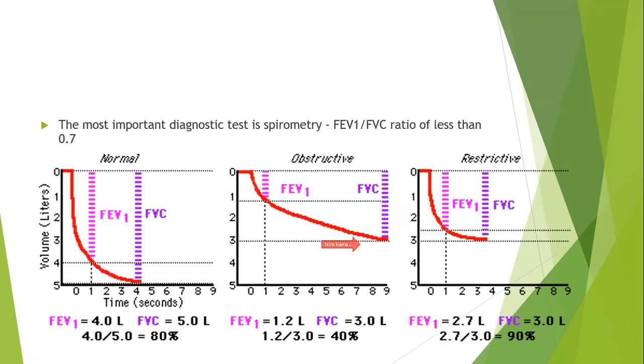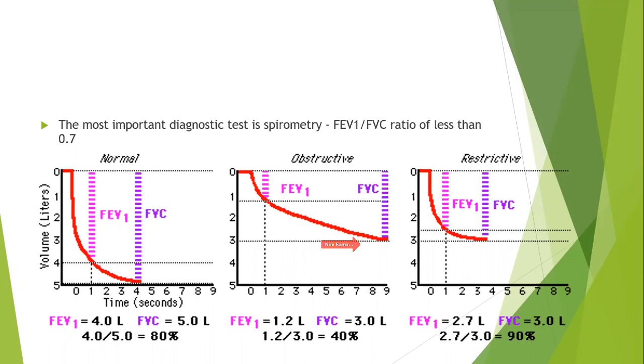Okay, so the most important diagnostic test is spirometry. That is FEV1, the forced expiratory volume at 1 second, divided by forced vital capacity. I think you know the difference between an obstructive and a restrictive lung disease. In an obstructive lung disease, FEV1 decreases and FVC.